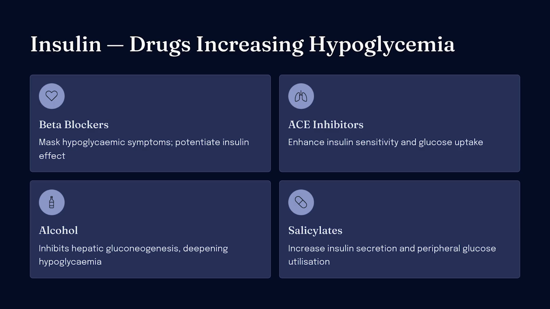Next, ACE inhibitors enhance insulin sensitivity and improve glucose uptake by tissues, which can further lower blood glucose levels. Alcohol is another important interaction. It inhibits hepatic gluconeogenesis, reducing the liver's ability to release glucose and thereby deepening hypoglycemia. Finally, salicylates increase insulin secretion and peripheral glucose utilization, further enhancing glucose lowering.